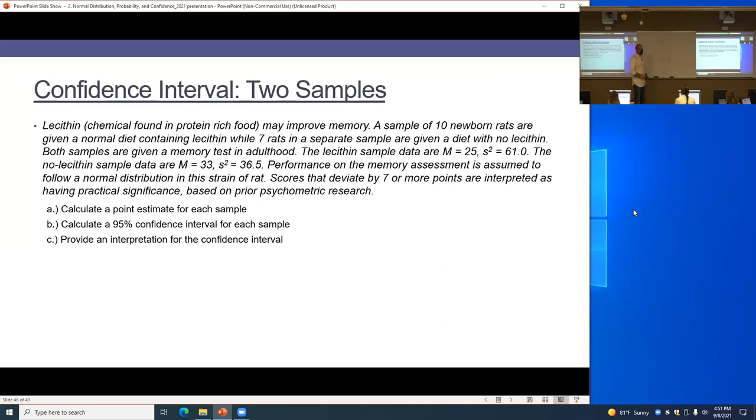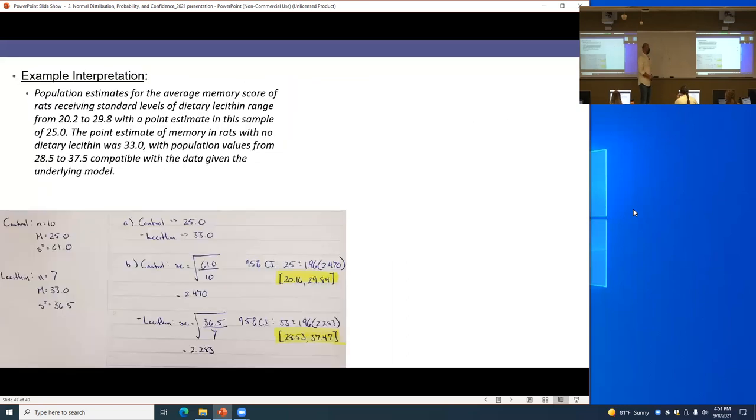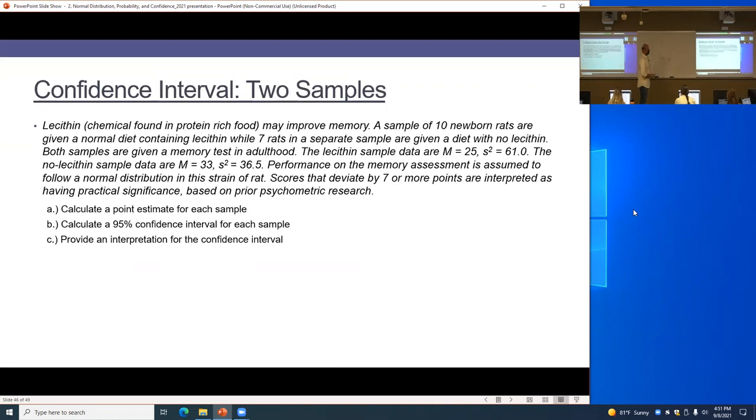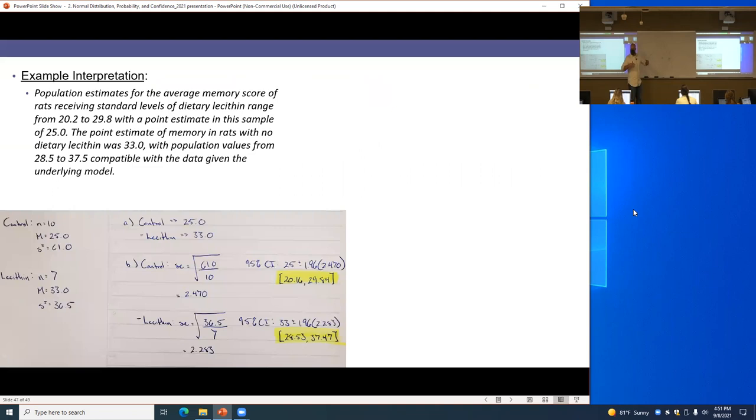So what we're going to do is calculate a point estimate for each sample, a 95% confidence interval for each sample, and then some interpretations. Again, we've got our control sample, where our best guess is a memory score of 25. The no lecithin group has a score of 33. So we're thinking lecithin should improve memory. The control rats have this compound in their food, but the no lecithin rats have it cut out entirely. Calculate the standard error for our control group.